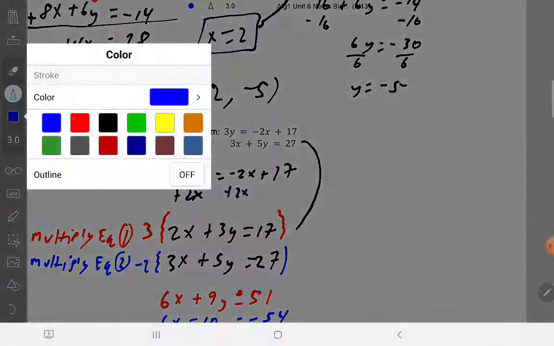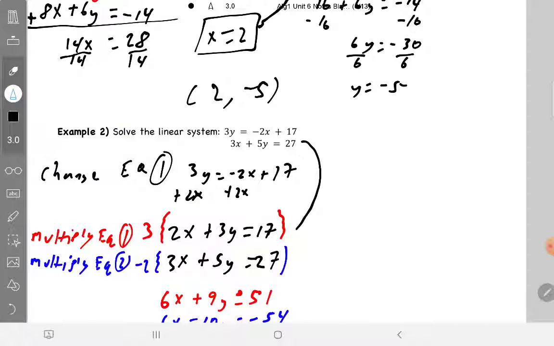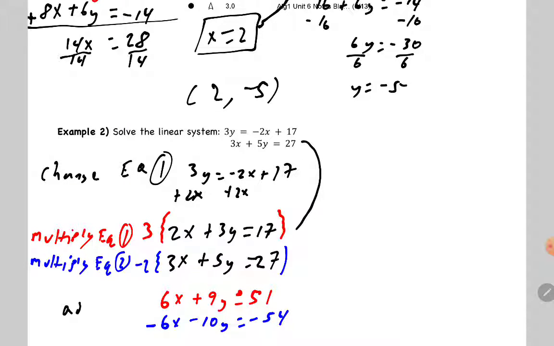So when I add these equations together, 6x plus a negative 6x is nothing. And then we have 9y plus negative 10y, so that's minus y, equals 51 minus 54, which is negative 3. Divide by negative 1 to get rid of that negative y, and we'll get y as positive 3.